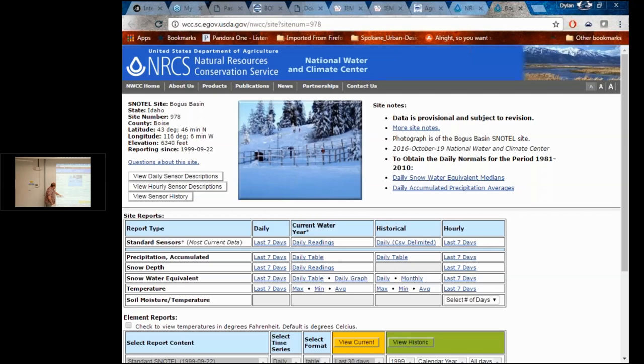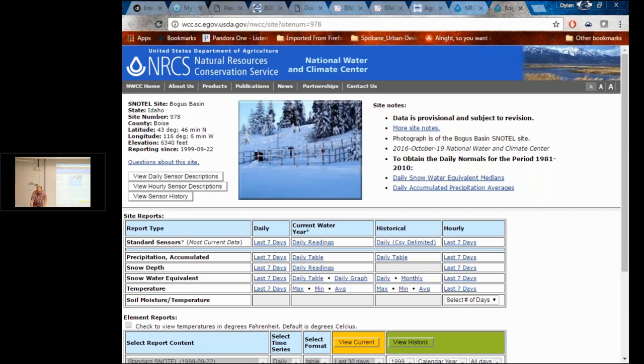And one thing that's really good about this set of information is that they have all the metadata for their instruments: when they were calibrated, when they were changed out. That's one thing that a lot of data sets don't ever tell you, because they change out instruments and you see this change, you know, something happened in the 70s. What happened? Well, they just changed instruments. But you can go in, you can get daily data, current water year data, historical data back as far as it goes, and then hourly data.